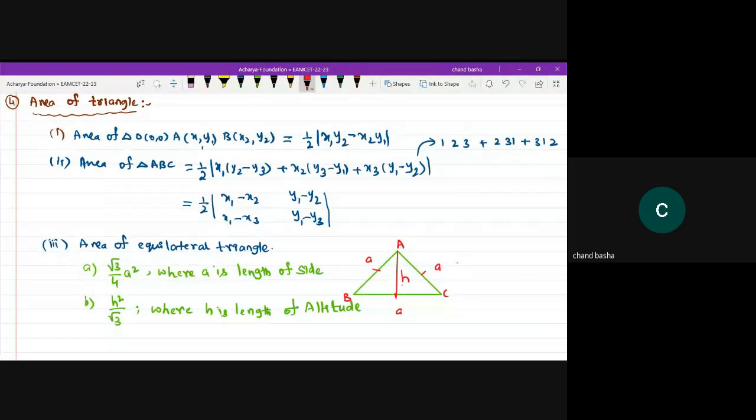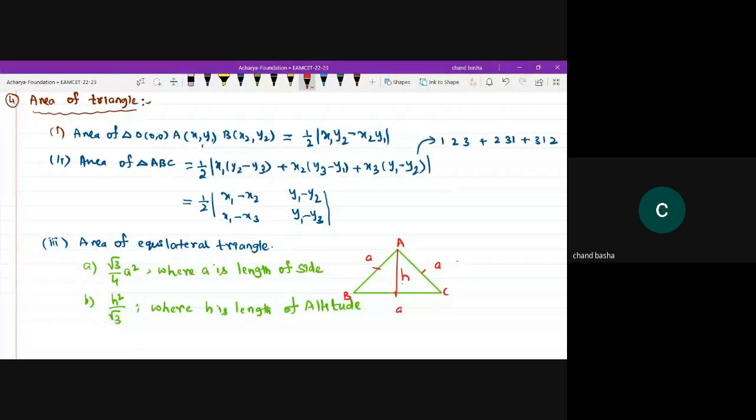Now I'll go for point number 5. Let's have the fifth point, collinear points. This is also one important property, collinear points.